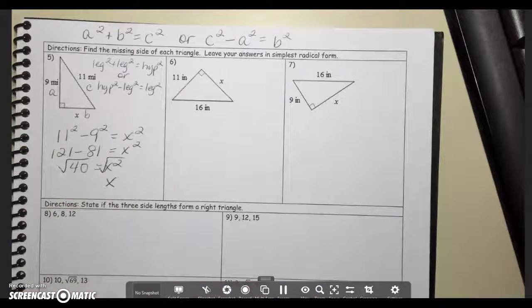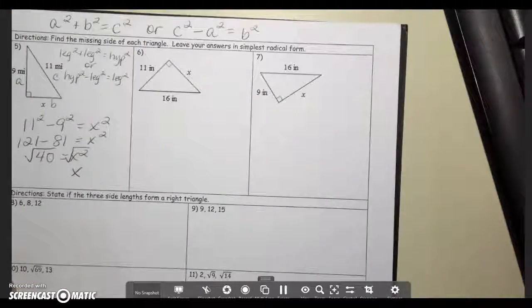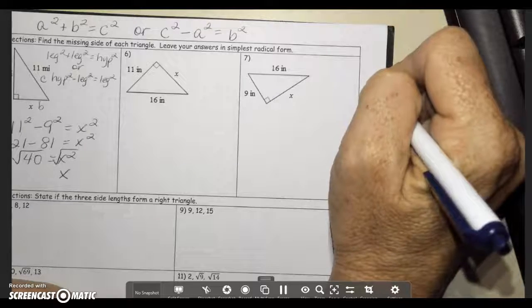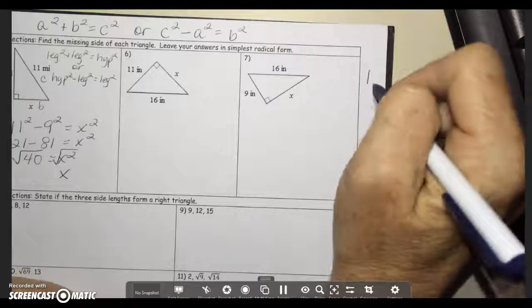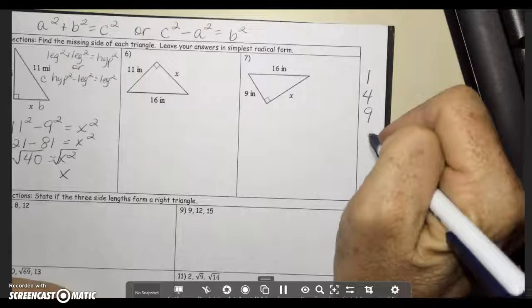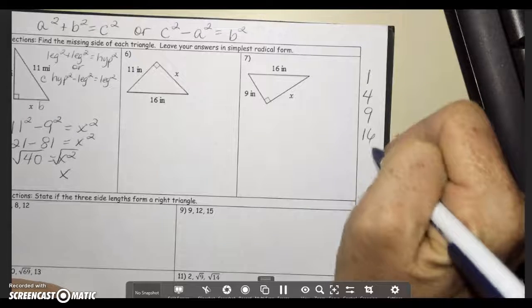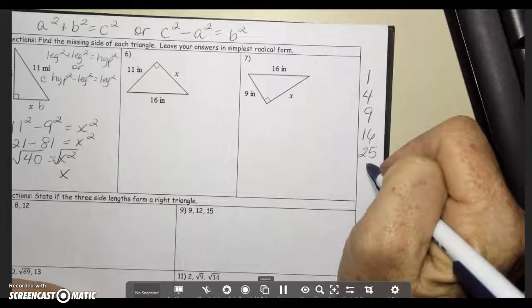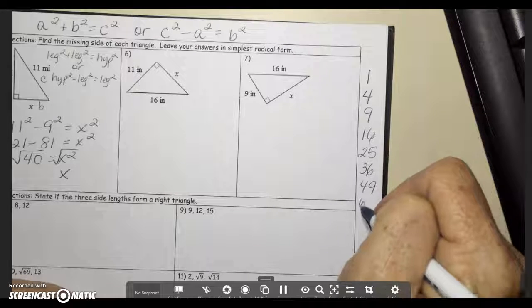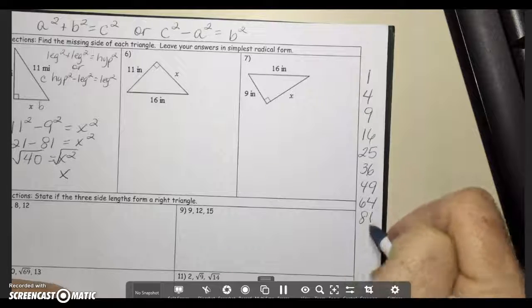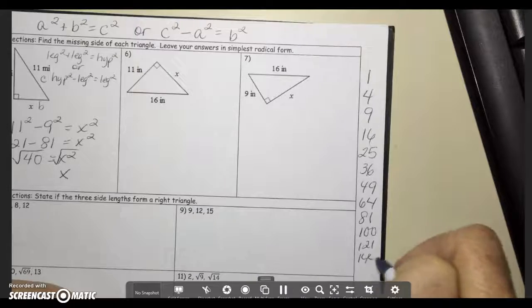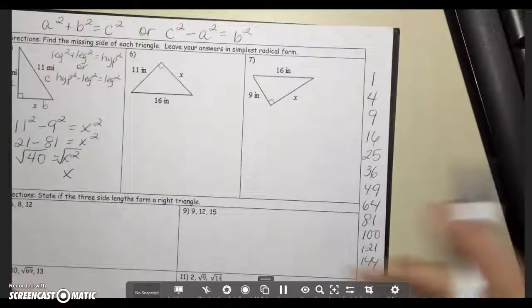But now here's where those perfect squares come in. Remember we listed our perfect squares before? Let's list them again. What's 1 squared? What's 2 squared? 3 squared? 4 squared? 5 squared? 6 squared? 7 squared? 8 squared? 9? 10? Okay, and you can keep going, but these in here are the ones that are going to help you.